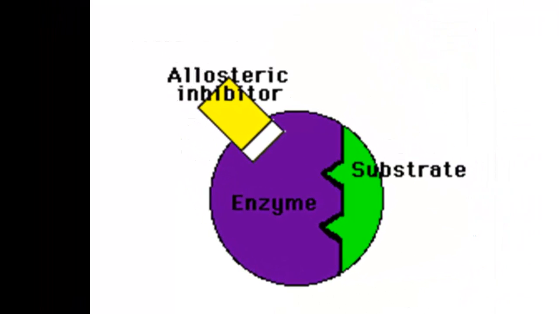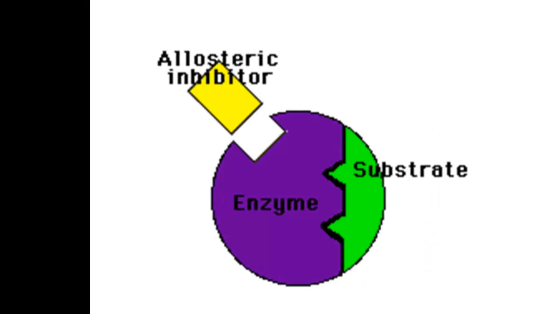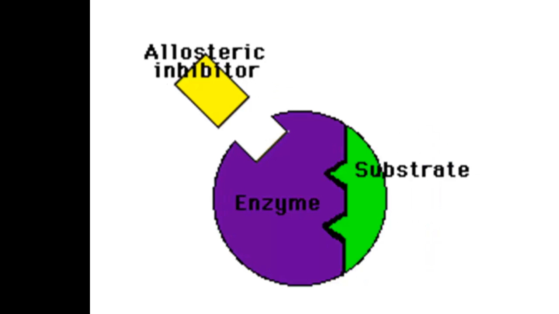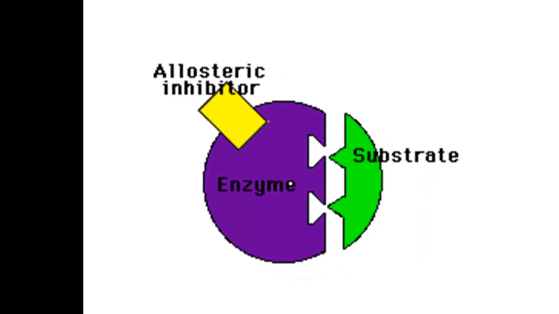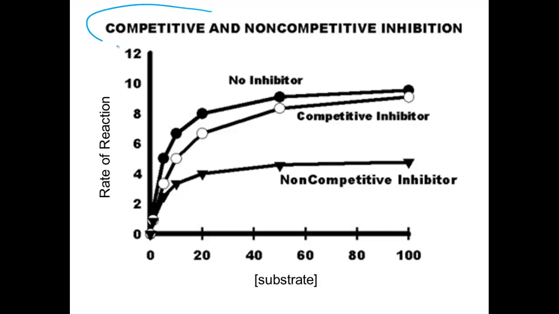So here's an allosteric or a non-competitive inhibitor. You see when it joins the allosteric site, the shape of the active site changes, so the substrate can't fit anymore. Here it is again, and no product will form from that. So if you looked at that graph, you'll get much less product being formed. And if you compared the two graphs, competitive and non-competitive inhibition, you'll see that you get a little bit less product with competitive inhibitors and a lot less product with non-competitive inhibitors.